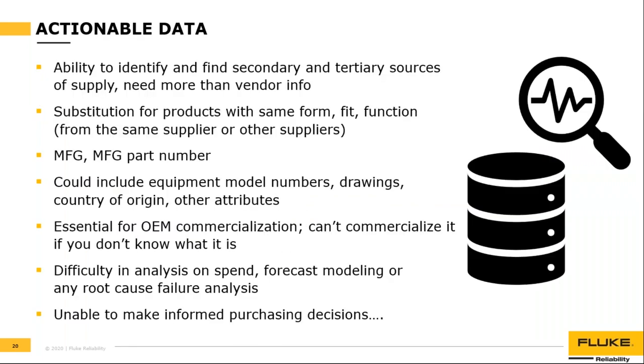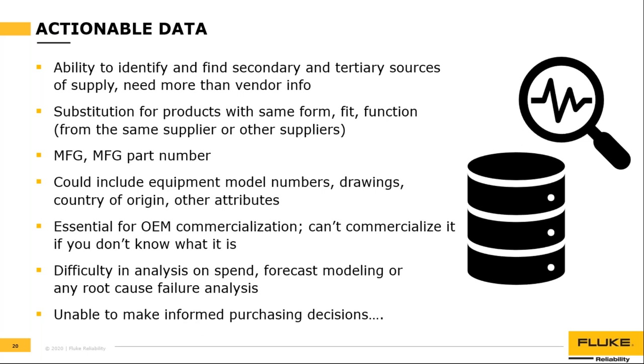All right. Thank you. So to the 40%, we'll tell you a little bit more about actionable data. Very simply, actionable data gives you the ability to investigate, source properly, and everything you do, whether it be inventory management and all of that. So the ability to identify, as Brian mentioned, secondary and tertiary sources of supply. In order to do that, you need more than just vendor information. I see lots of folks, when we get their data, we go through and they have vendor part numbers in there, or vendor descriptions and information. It doesn't really provide enough information to take that forward.